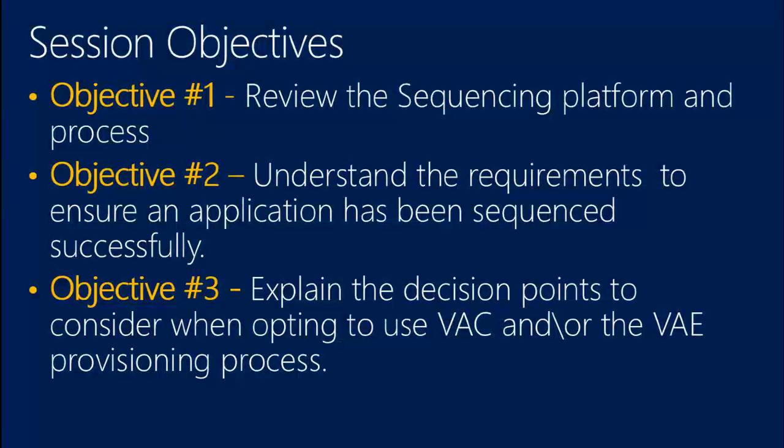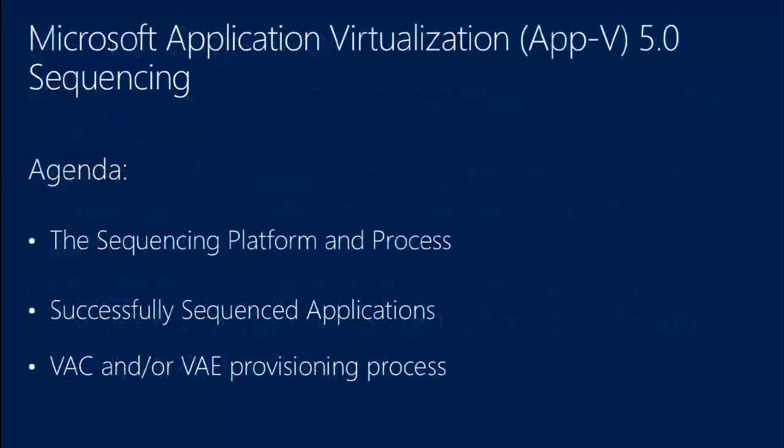We'll explain the decision points you'll need to make when opting to use virtual application connections, connection groups, or to leverage extension points, what we call virtual application extension points, for integration with the operating system, and also talk about dynamic configuration topics like scripting. Hopefully you'll leave here with a good foundation of how to go about sequencing applications with the 5.0 sequencer.